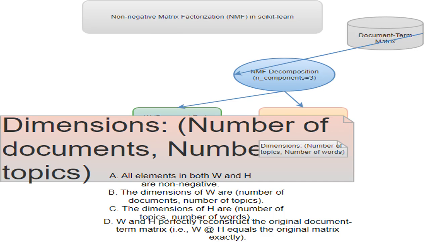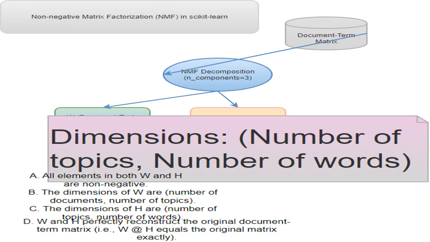Matrix W's shape is determined by the number of documents and the number of topics. It's like saying the recipe matrix has a row for every recipe and a column for every ingredient category. Matrix H's shape is dictated by the number of topics and the number of unique words in the entire collection of documents.